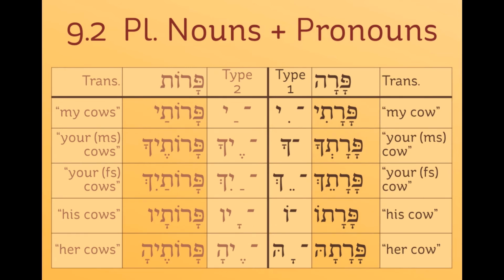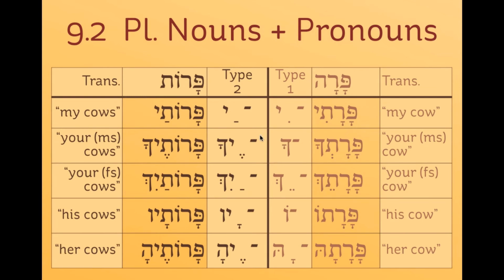And remember what happens when you attach a pronoun onto a noun that ends in kametz he. The word gets longer, and so the he becomes a tav here. So parati is my cow, the he becomes a tav. That's all the way down the paradigm.